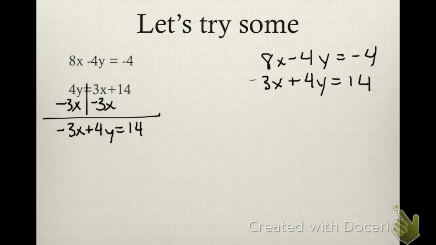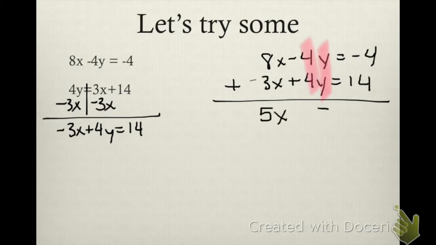So looking here, it looks like my y's are going to cancel. And they're going to cancel by addition because negative 4 plus 4 is what equals 0. So we're going to add these parts together. 8x plus negative 3x is going to give me 5x. Negative 4 plus 14 is going to give me 10. So I get 5x equals 10. Divide by 5. x equals 2.